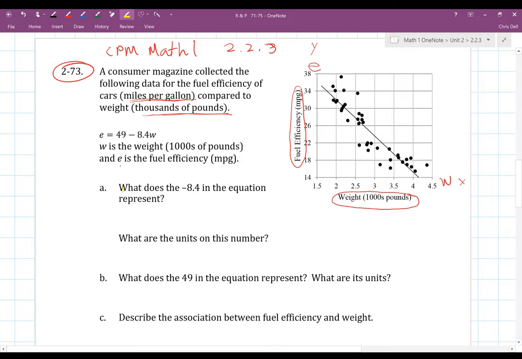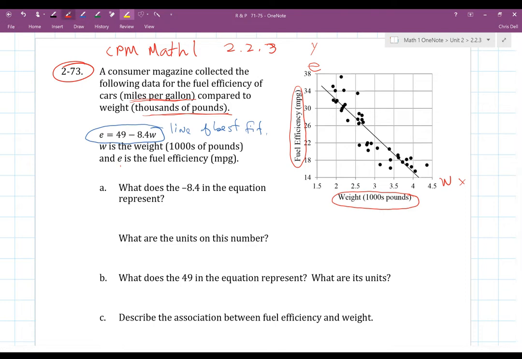The first question is, what does the negative 8.4 in the equation represent? This equation, E equals 49 minus 8.4 W, is the line of best fit. That's the line that we see on the graph, that solid line that goes through the data. That's the equation of that line.